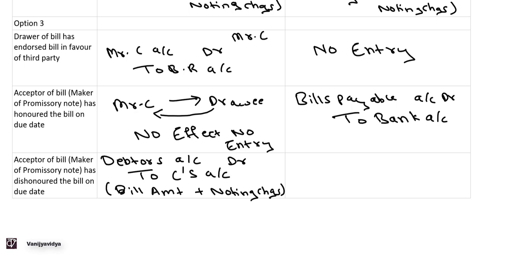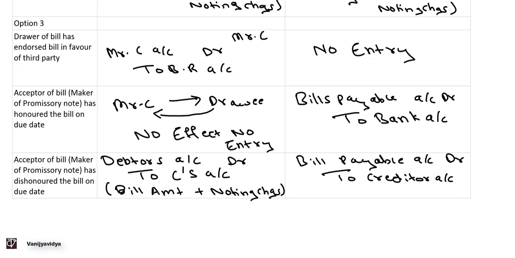So in the case of your drawee, the entry will be, again there is a dishonor. He has dishonored the bill. So reverse the entry, bills payable account debit to creditor or the drawer of the bill. Amount will be your bill amount plus noting charges.